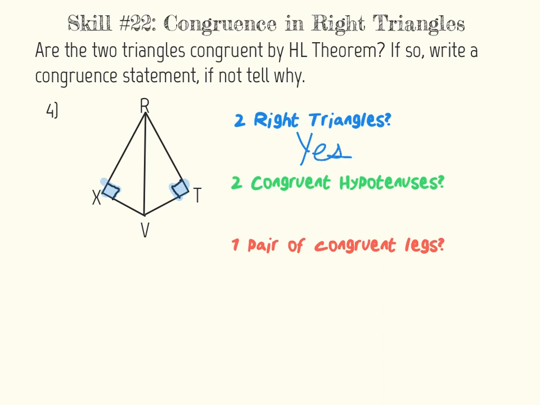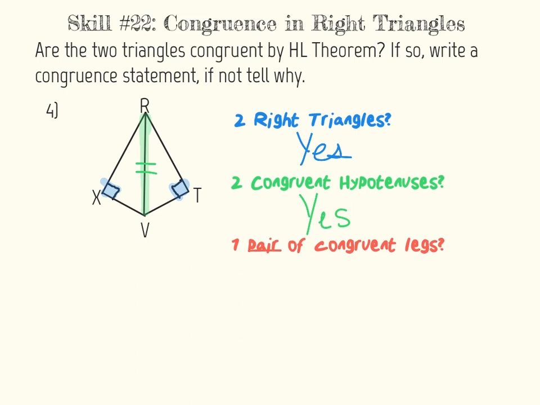Okay, now I need to check the congruent hypotenuse. So if I look at the side opposite the right angle on each one, it is going to be this same side. So we would actually be using a reflexive property to say that they are the same, but yes, we do have two congruent hypotenuses because they're the same side. So we have the first two conditions. Now we look at the last condition. One pair of congruent legs.